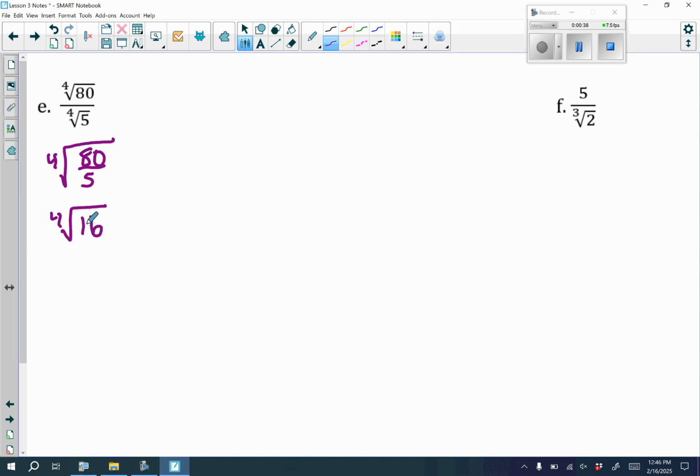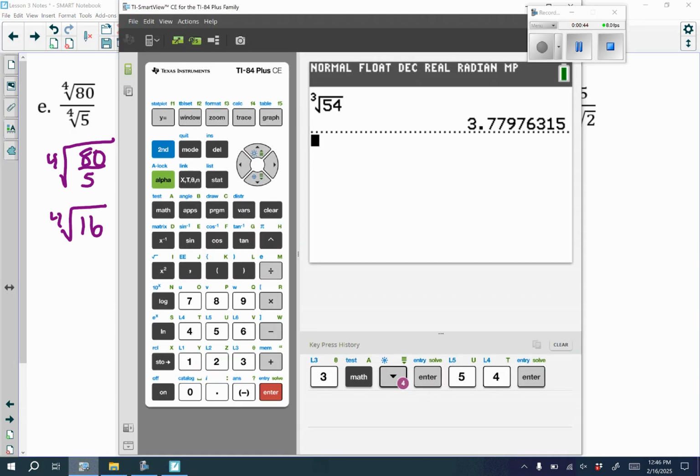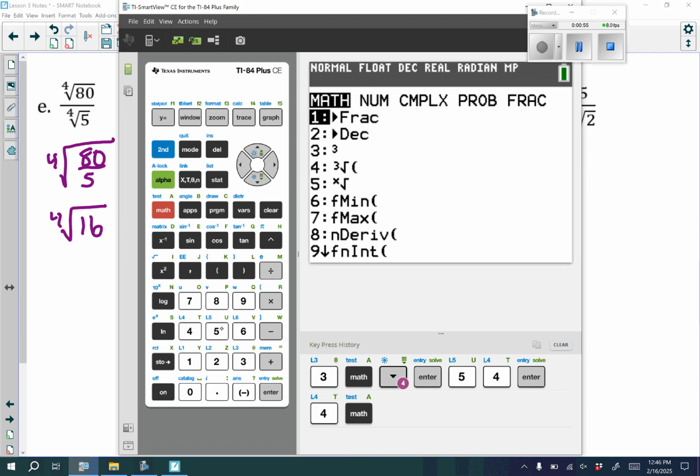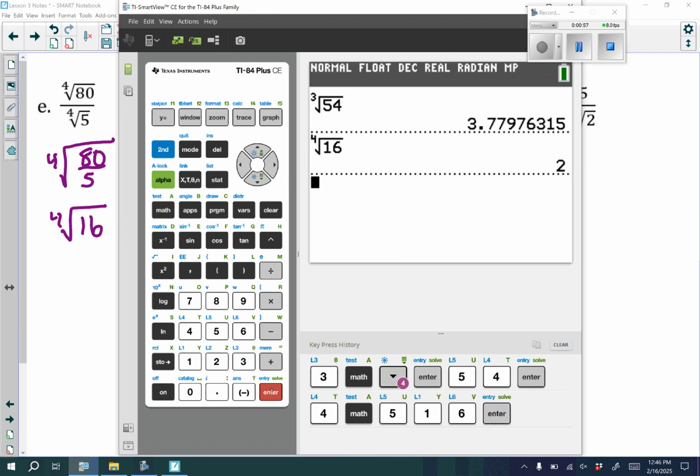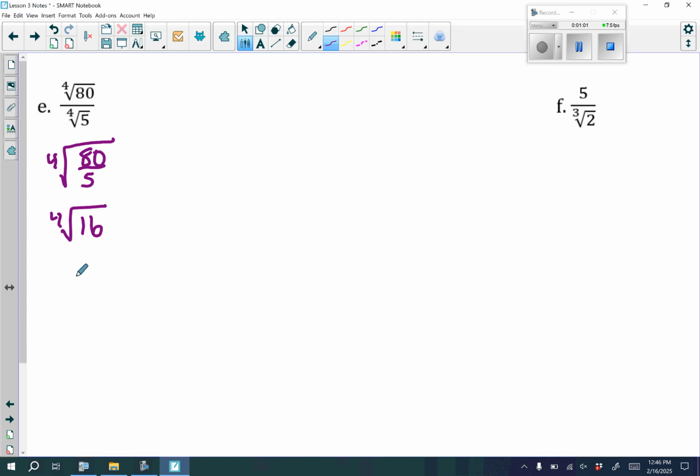Now, if you don't know your perfect fourths, that is all right. We can see if 16 is a perfect fourth by plugging it into our calculator. So let's go ahead and do that. So remember, we press the number 4. If you have a scientific calculator, press second and the caret key to get that x radical. If you're using the graphing calculator, press math. We're going to go to number 5, and I'm going to plug in 16. 16 is a perfect fourth, so it gives us 2. So here our answer is just 2.